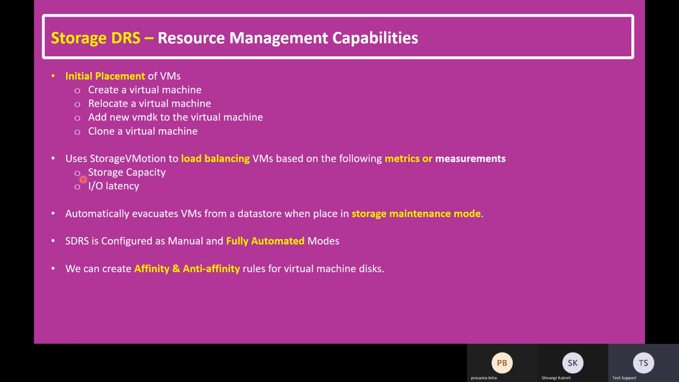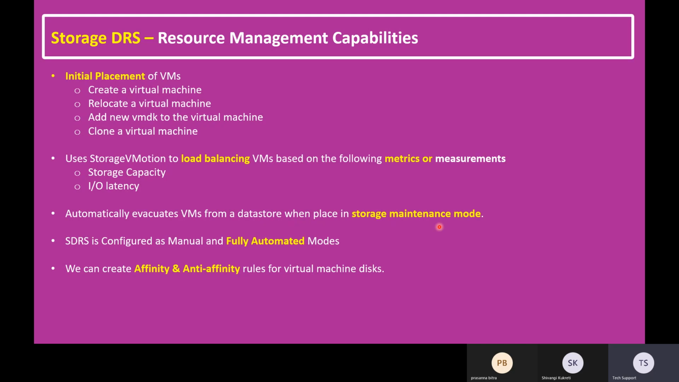That is one scenario. And in another scenario, if your datastore is full or overloaded, over 80% usage, it will migrate the virtual machine to another datastore. Migrate here means SV motion only. Okay, and automatically evacuates means it will migrate the VMs off a datastore when we place it in storage maintenance mode.